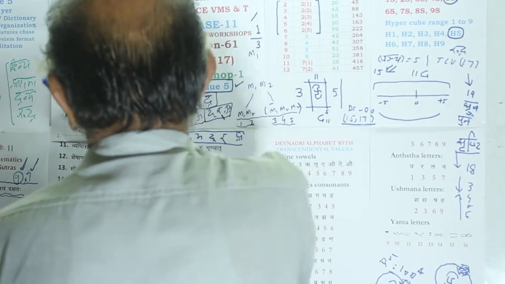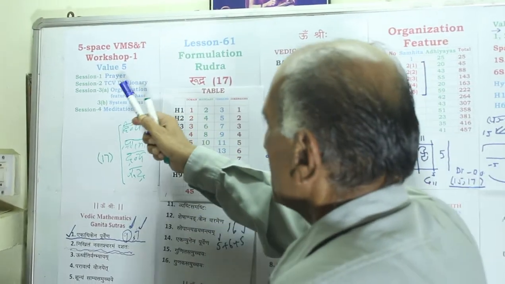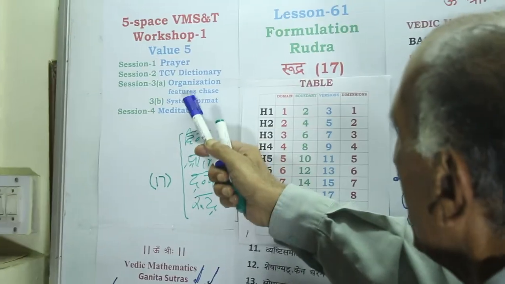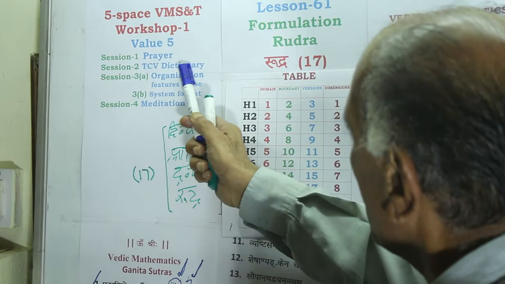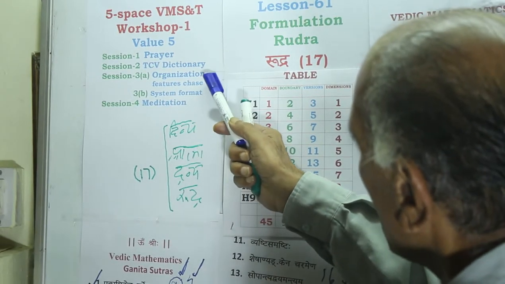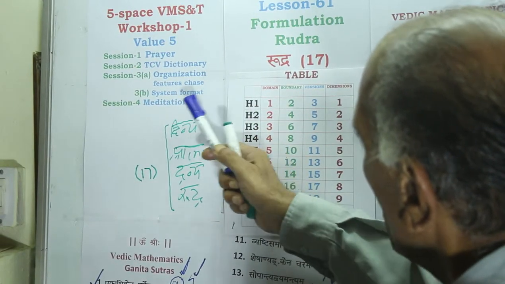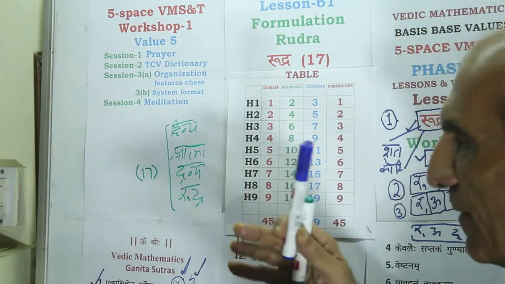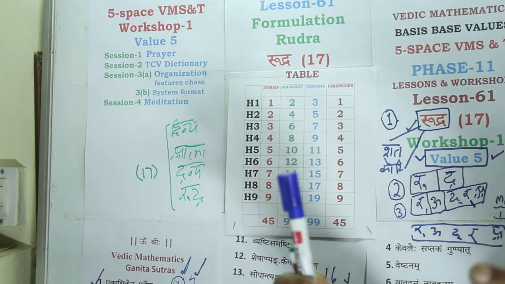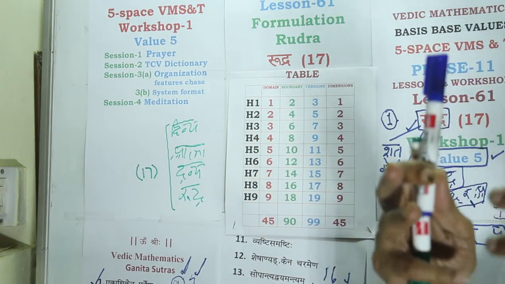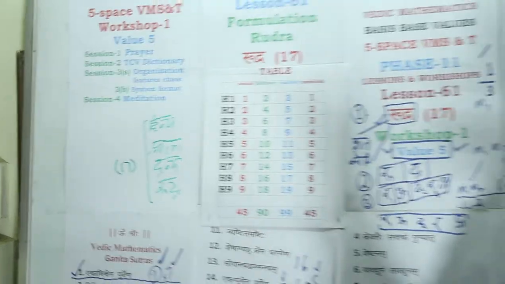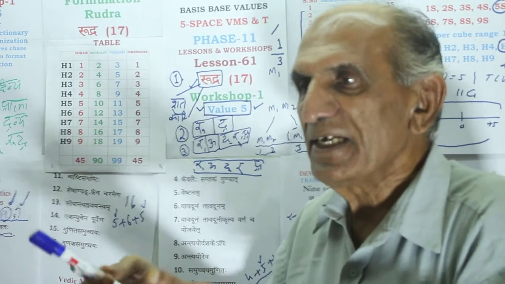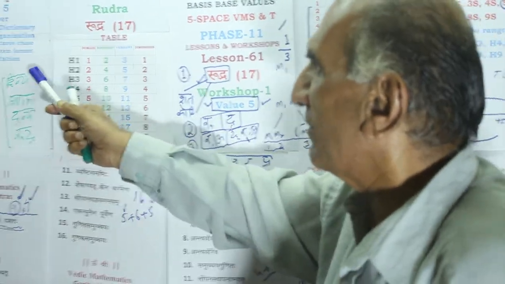It is to begin with a prayer, and then the sixth session is that we shall start compiling our TCB dictionary. Then we shall have a chase of the organization, and the chase of the organization shall take us to the systems format aspects, and for giving a wholeness to it, for making a complete continuum, a sequential progression of the transcendental features, as this ancient wisdom is leading us to, then we shall have to have a meditation.